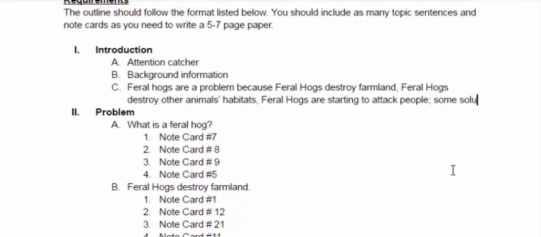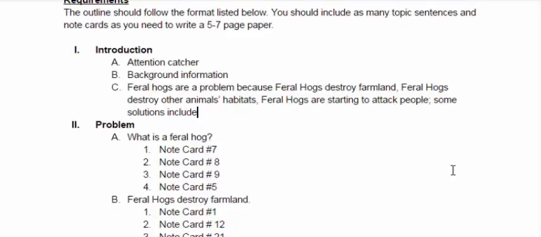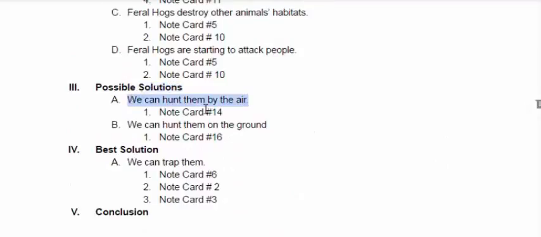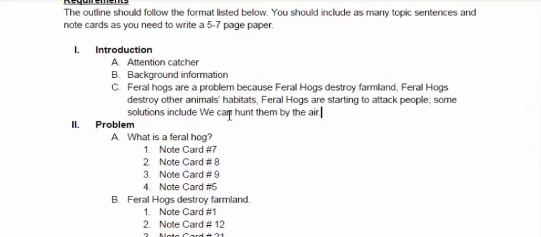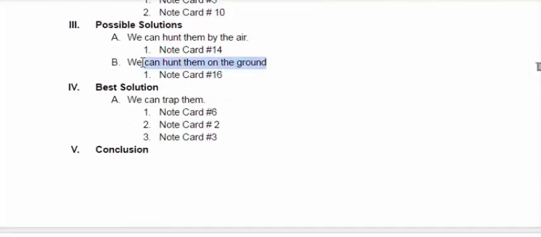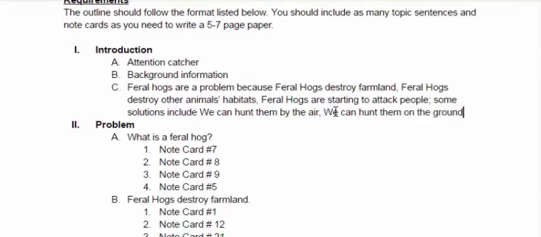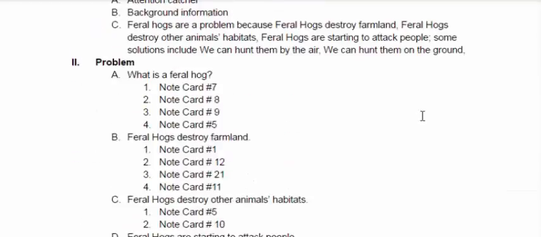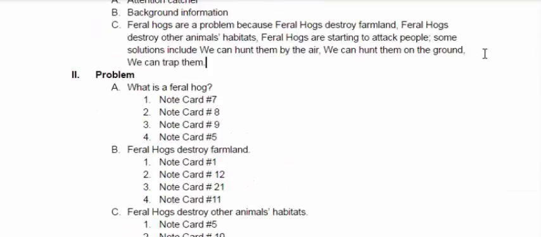Some solutions include copy, paste, comma, copy, paste, comma, and copy, paste, period. Now, you obviously don't want to just copy and paste this because it sounds dumb.